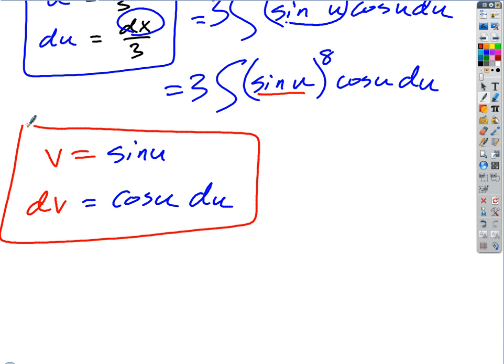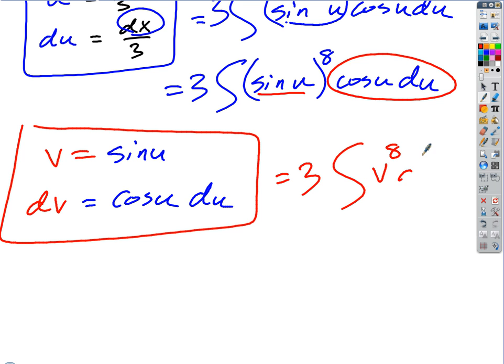All of a sudden, things start to look a lot better. Now we get this 3 out front, but I've got sine u to the 8th. Well, that's just v to the 8th, and there's my dv. Aha, that looks like something we can deal with. That's just a normal power rule problem, isn't it? Right? Yeah. Okay.